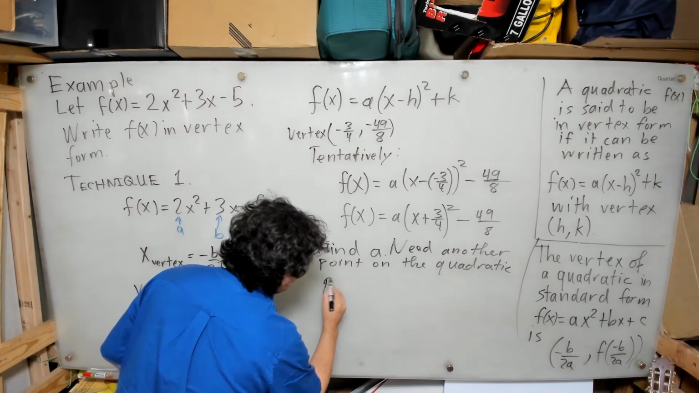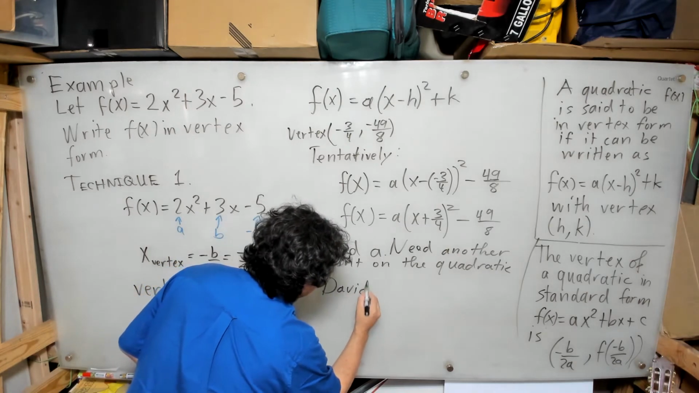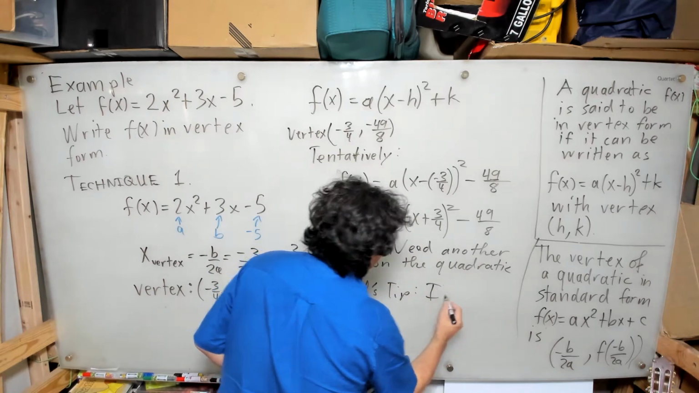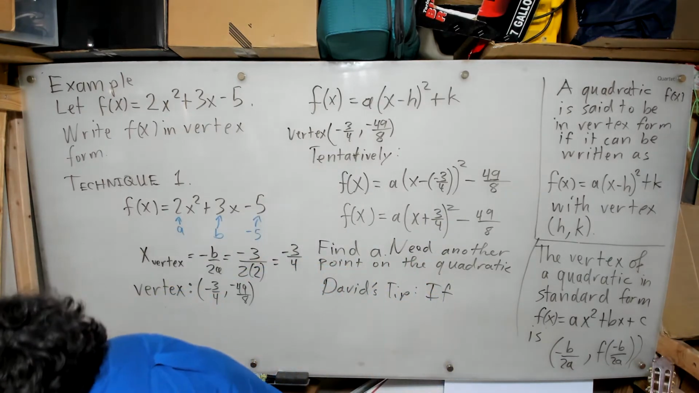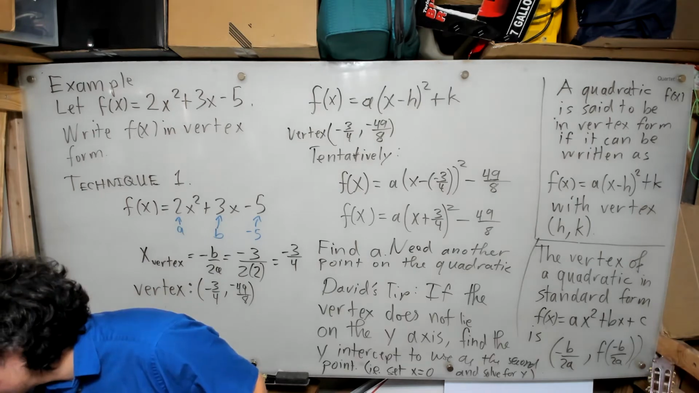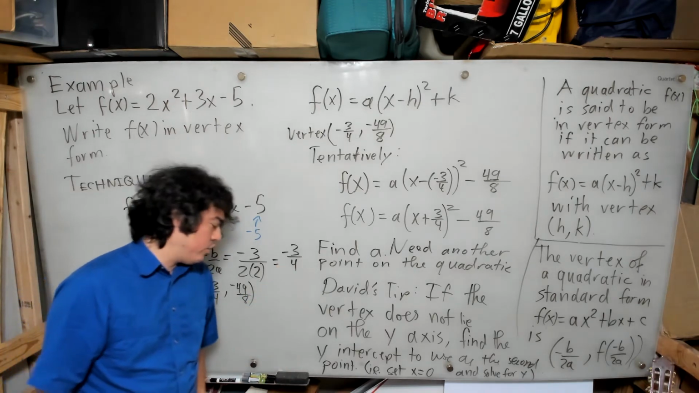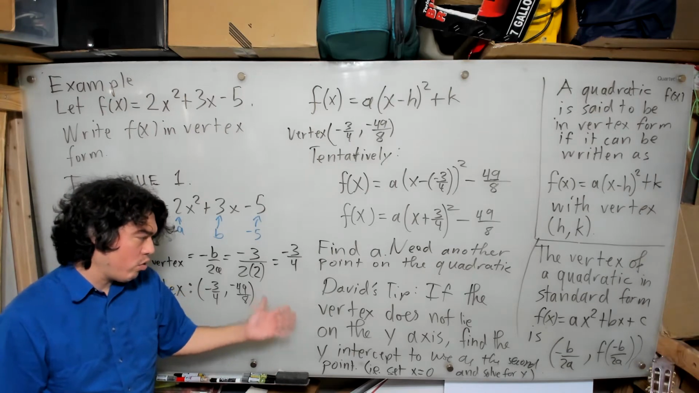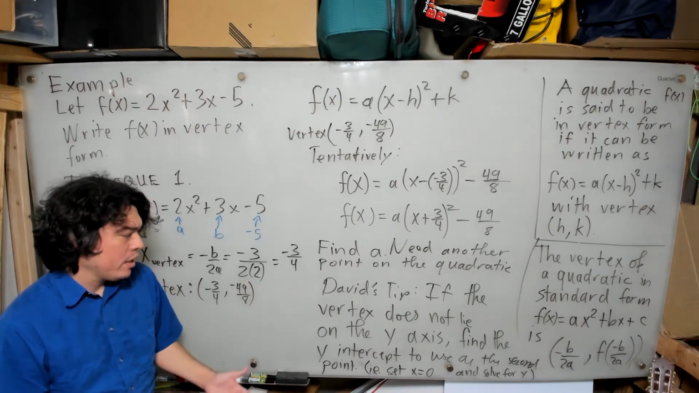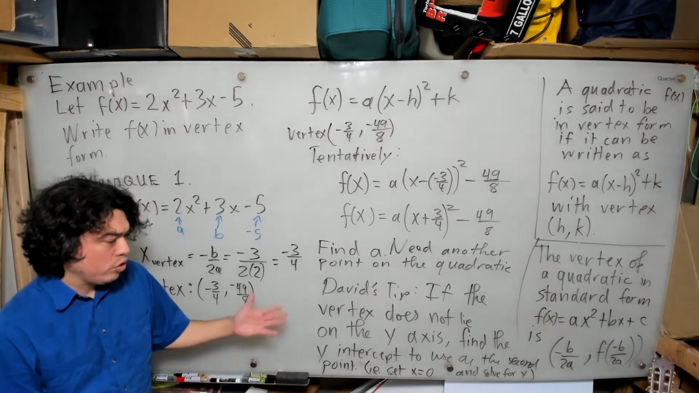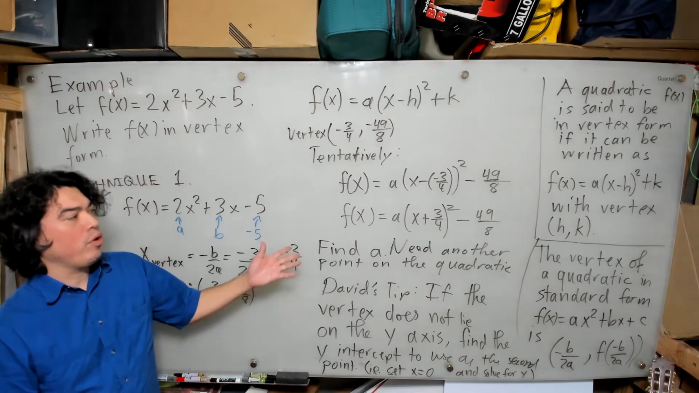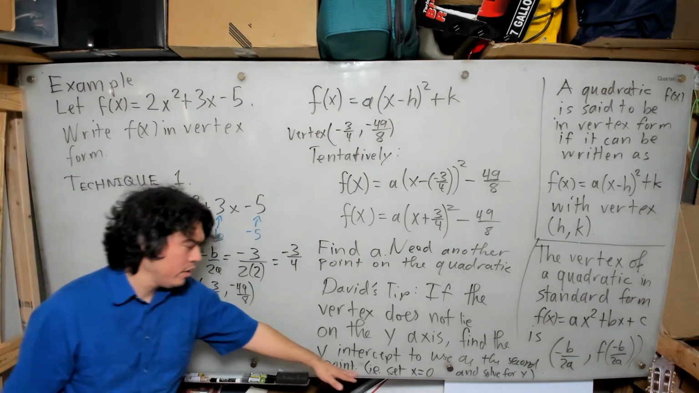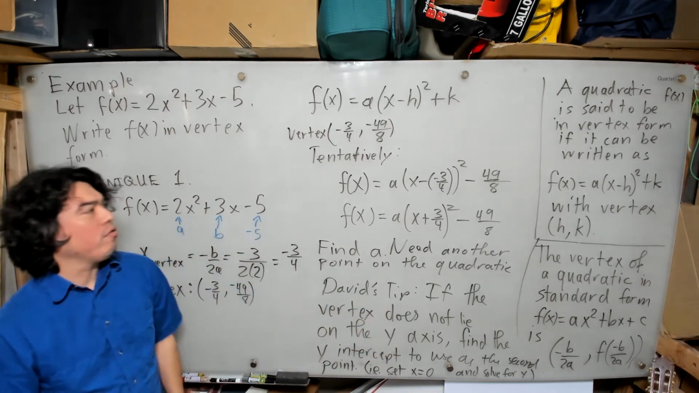We could say that David's tip is that if the vertex of the quadratic does not lie on the y-axis, then find the y-intercept to use as the second point. The second point we need to calculate for my a. In other words, we set x equal to 0 and solve for y.